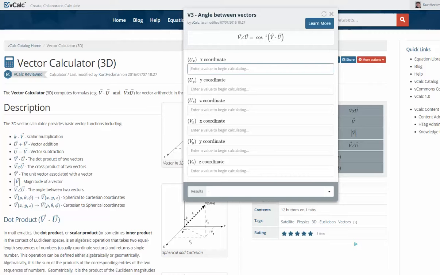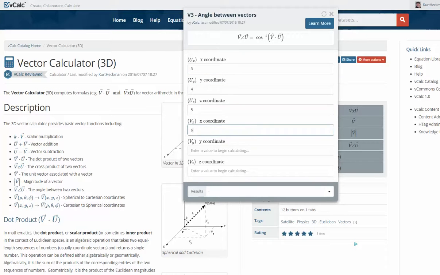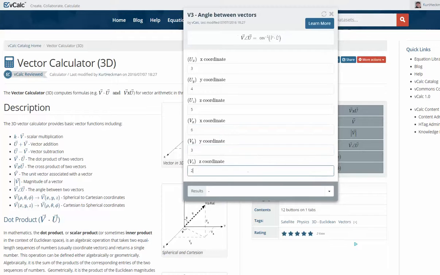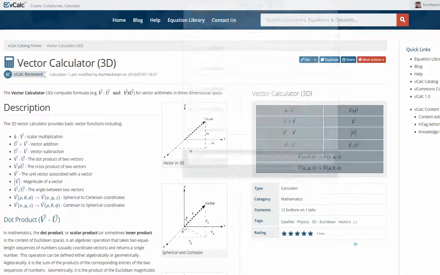So again, if you put in 2 vectors, in this case we'll go ahead and do that. And then it will tell me the angle. Now notice that it comes out in degrees. However, you can click on that and change that to other units, including radians, etc. So a very useful utility in that case.